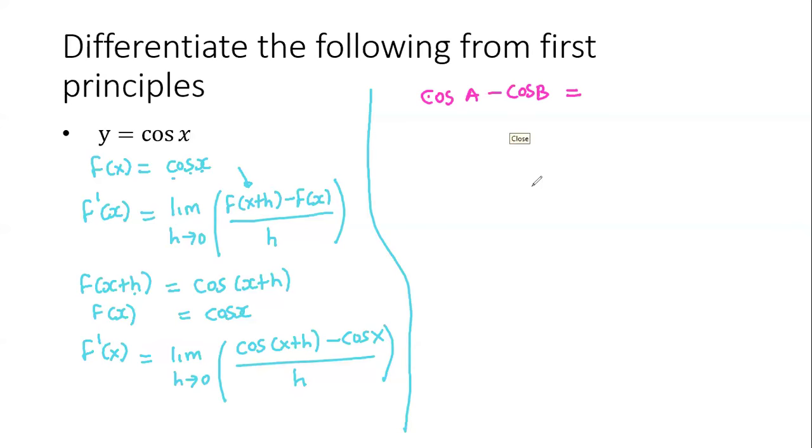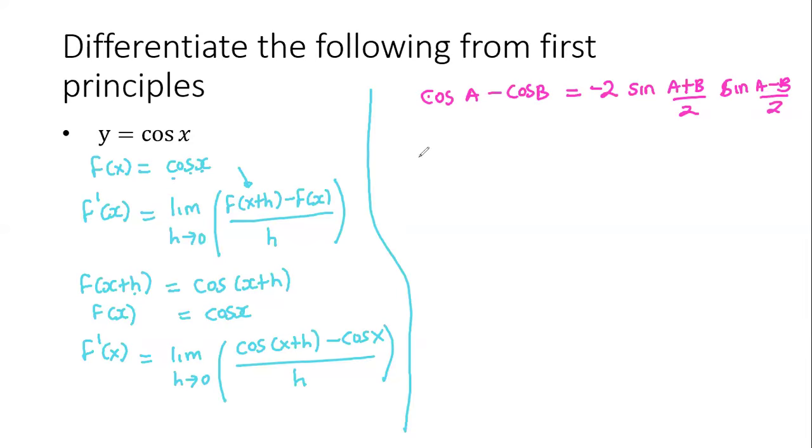When we have cos A minus cos B, the result is negative 2 sine of (A plus B) out of 2, sine of (A minus B) out of 2. Okay. Now, very good. Thank you.